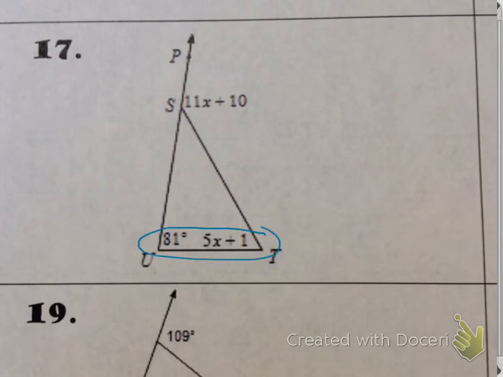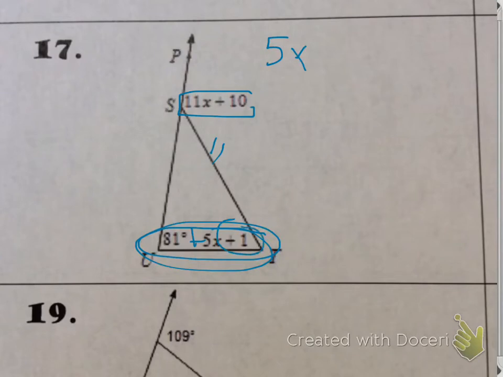All right. Number 17 works exactly the same way. Here's my two interior angles of the triangle. Here's my exterior angle of the triangle. So I'm going to add these two together, and I'm going to set it equal to that top one up there. So down here I would have 5x, and then I have a positive 1 and a positive 81, which is an 82. So I have 5x plus 82, and I know that's going to be equal to 11x plus 10.